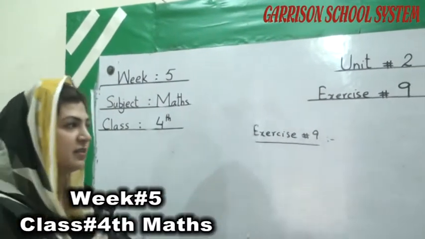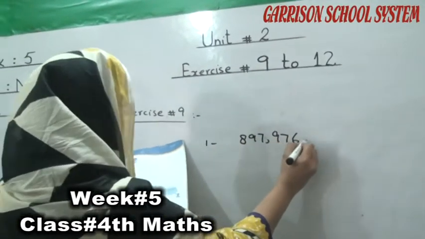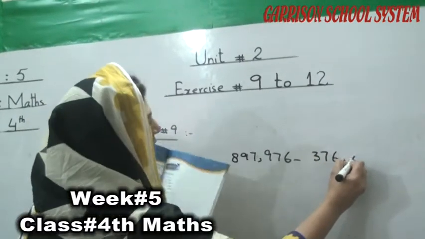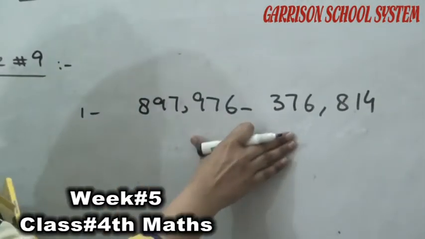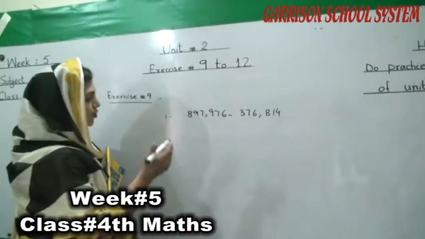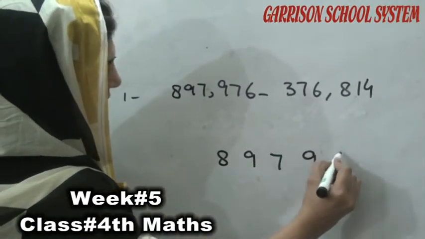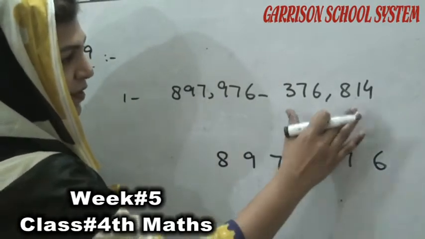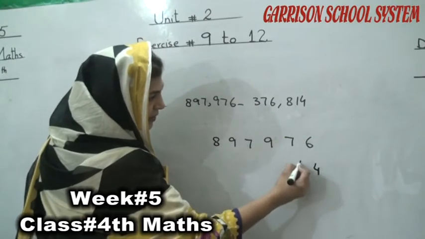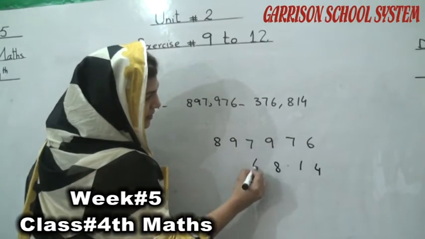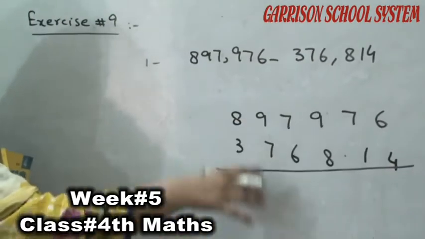Question number 1 is written here: 897,976 minus 376,814. So first of all, to solve this question, we have to arrange it vertically. How can you arrange it? 897,976, and below it 376,814. We will start from the right side. So I have arranged it vertically in this way.